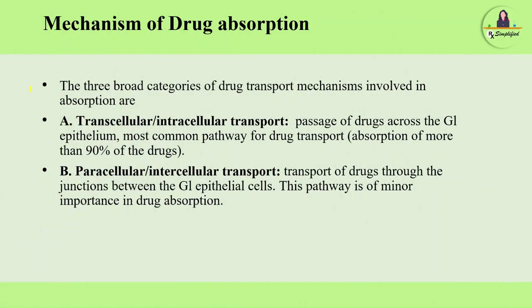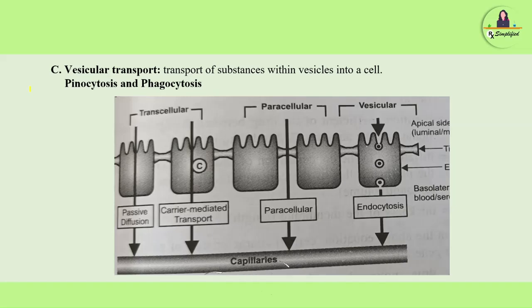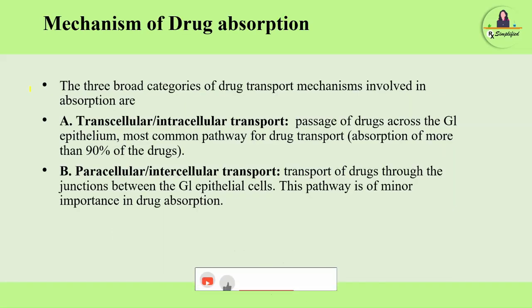Next is the mechanism of drug absorption. There are three broad categories of drug transport mechanisms involved in absorption. First is the transcellular or intracellular transport. Second is the paracellular or intercellular transport. And third is the vesicular transport.